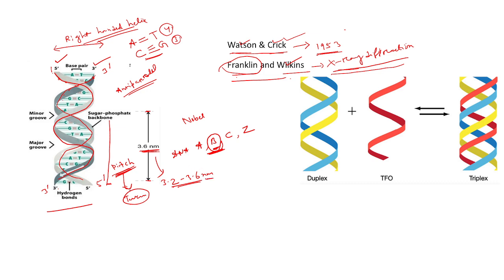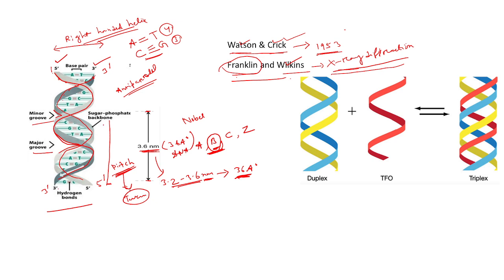So it is in nanometer. In some books it is also written as 36 angstrom. The 3.6 nanometer is equal to 36 angstrom. So the distance of a pitch is 3.6 nanometer or 36 angstrom. In the pitch there is a major groove and a minor groove. What is the major groove? There is a huge depression, that is called the major groove, and there is a very shallow depression, that is called the minor groove.